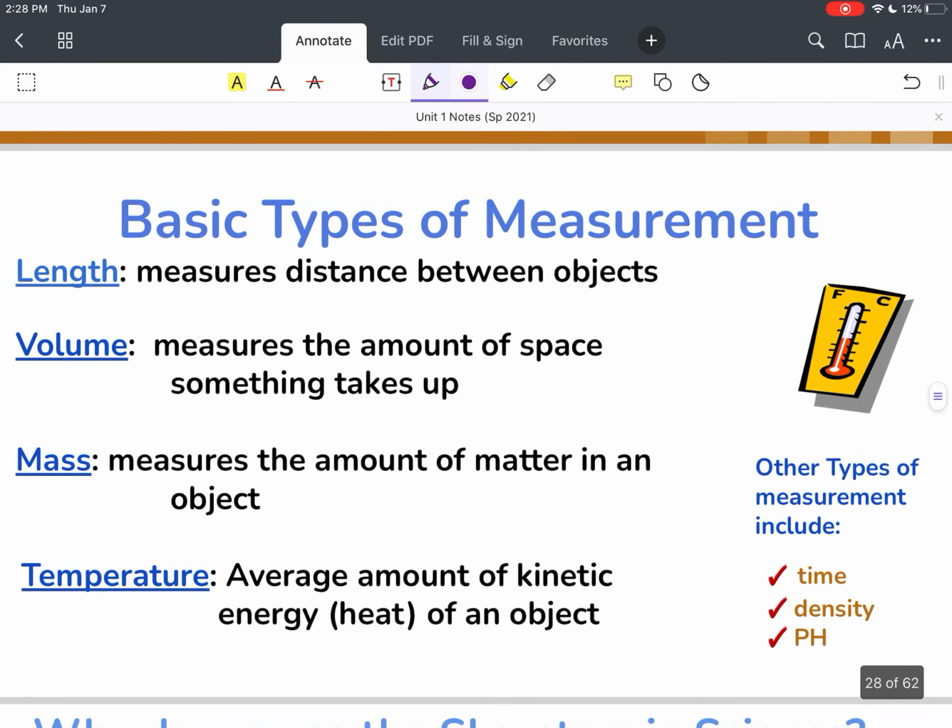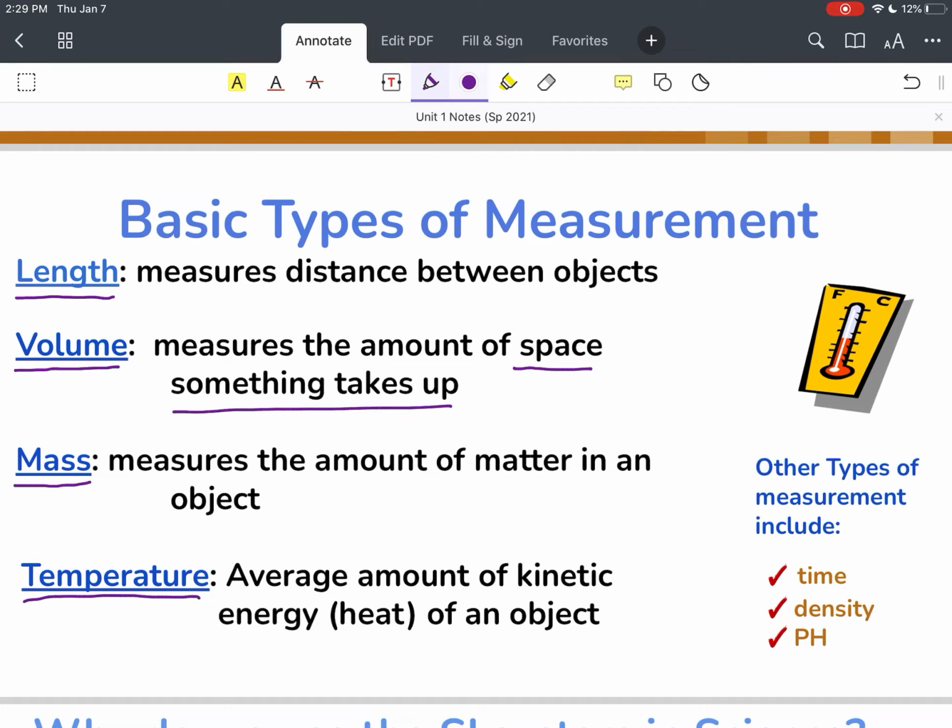So it's important that we know just some basic types of measurements. I'm sure you've heard these terms before: length, volume, mass, temperature. But it's important to know what these actually mean because we're going to be using these scientific vocabulary terms more often than we're going to be using their descriptions. Length, you probably already know, is the distance between objects. That's fairly simple. You can say how long something is. We're talking about the size.